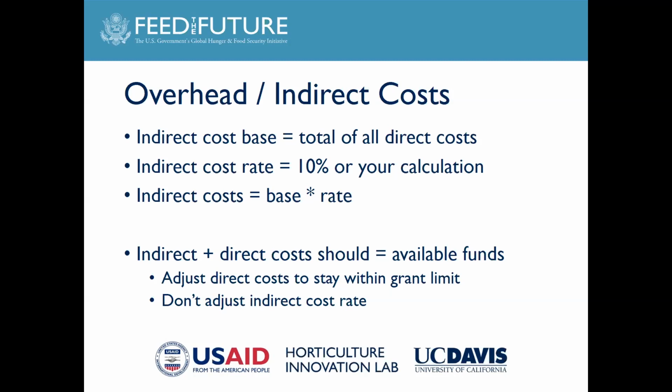Because you've provided that complex justification that you calculated, you don't want to change that too much. You know, it represents your organization and how much it costs to run your organization, but you might need to change some of those direct costs to stay within the available funds for the grant.